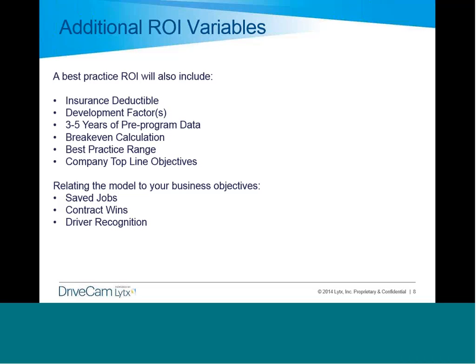So maybe my business objective is I have a driver turnover problem and I need to save more jobs, or I have a contractual business and I need more contract wins. You can actually use the savings in this model to apply that to top line results and how that'll help you save in other areas or use that ROI to improve your safety program. And what that does is it holds your safety partner and yourself accountable for getting those best practice results and really helping your fleet. And another one of those could be driver recognition, so you can use some of the savings to actually reward drivers for being safer and solve a lot of those issues.